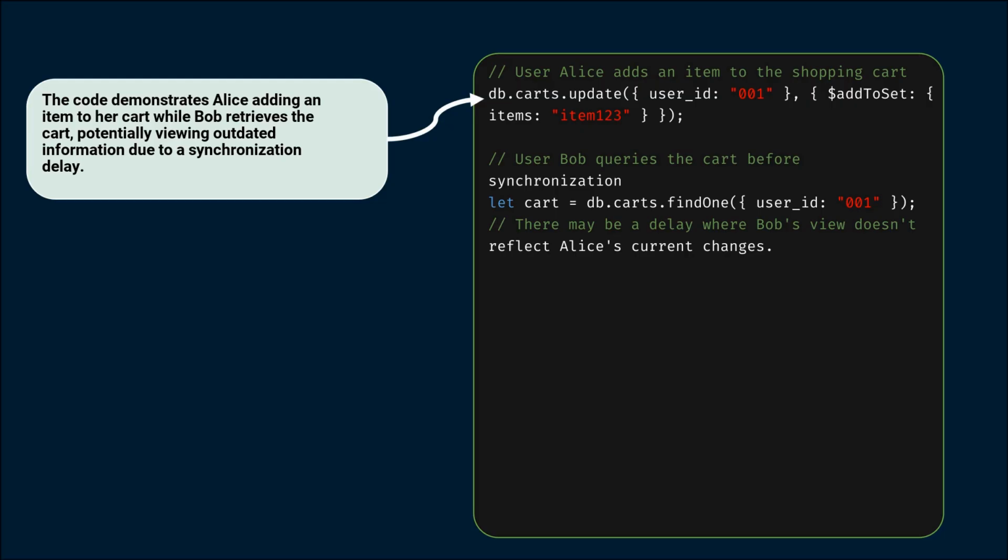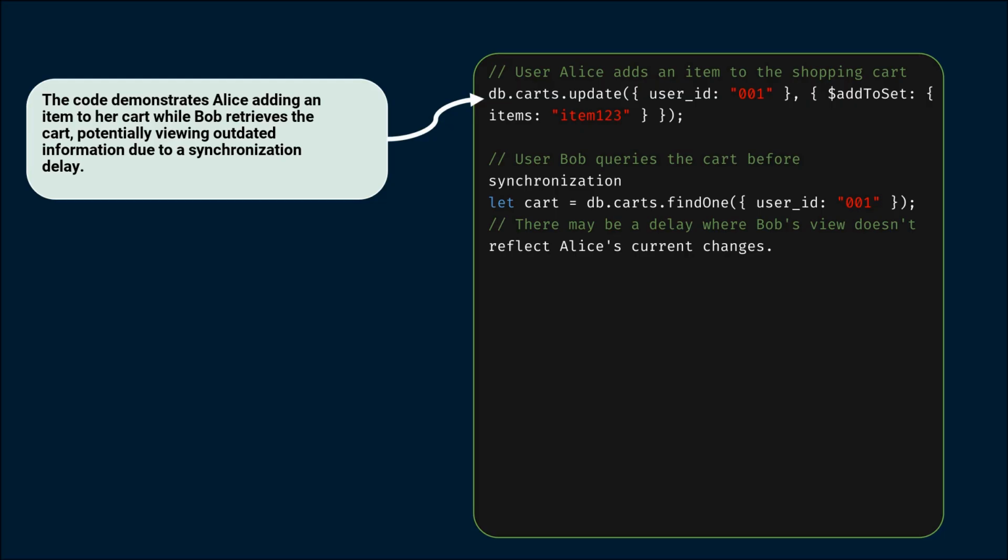So, in this example, user Alice adds an item to her shopping cart, which shows us how data gets updated in a NoSQL environment. While this operation is happening, the update command is executed to ensure that item 123 is added to Alice's cart. However, due to eventual consistency, there might be a little delay before other users, like user Bob, see that change reflected in their views of the data.